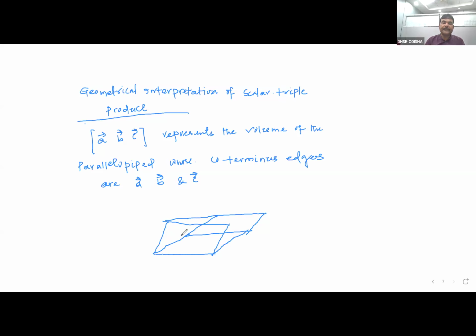Okay. This is vertex O. This is A. This is B. And this is C. This is called a parallelepiped. OA is vector A. OB is vector B. And OC is vector C. Clear? So box product ABC is the volume of this parallelepiped. So I'll use a separate page.